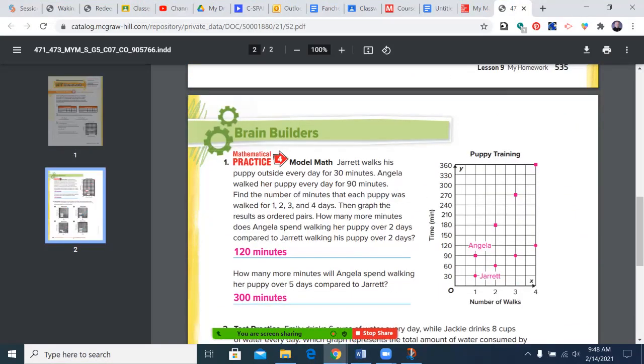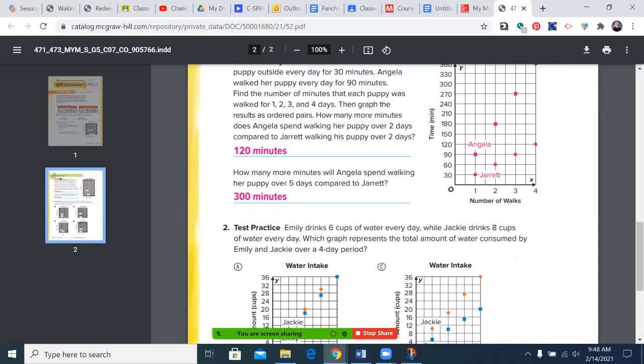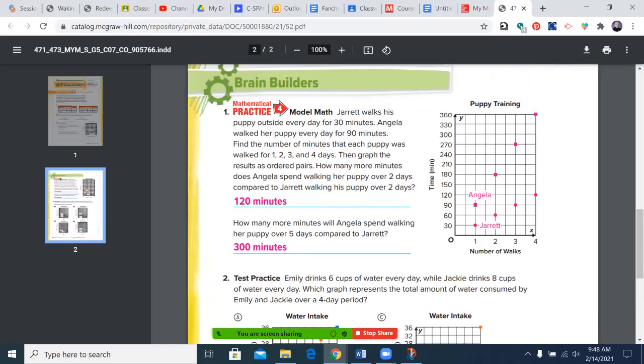So in the first one, we were looking at how many more minutes does Angela spend walking her puppy over 2 days compared to Jarrett walking his puppy over 2 days. At 2 days, Angela was at 180 minutes, while Jarrett was at a measly 60 minutes, the difference being 120 minutes. How many more minutes will Angela spend walking her puppy over 5 days compared to Jarrett?